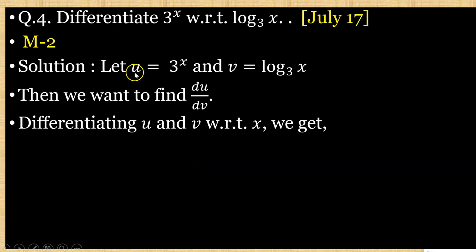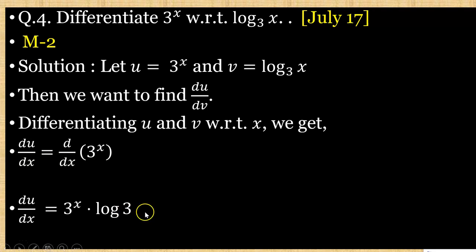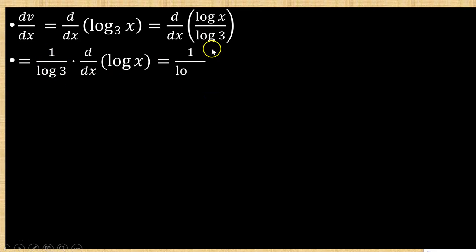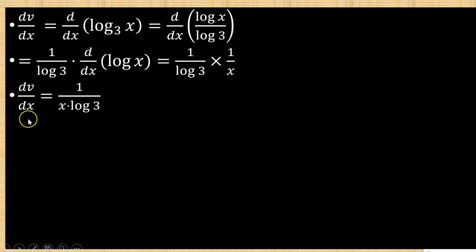If we denote u is equal to 3 raised to x and v is equal to log of x to the base 3, now we'll differentiate this with respect to x. du/dx is equal to d/dx of 3 raised to x, means 3 raised to x × log 3. dv/dx is equal to d/dx of log of x to the base 3. Means d/dx of, we will change the base here, that is log x upon log 3. Here 1/log 3 is the constant, and the derivative of log x is 1/x. That is dv/dx is equal to 1/(x log 3).